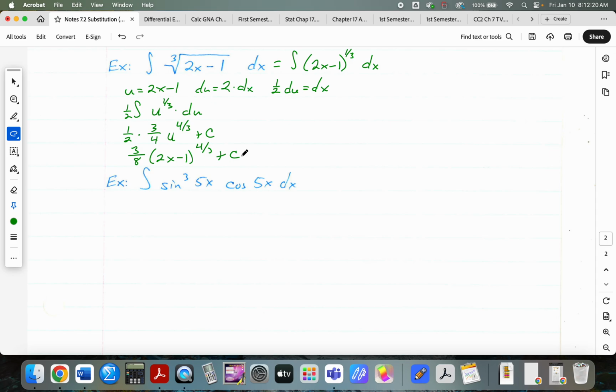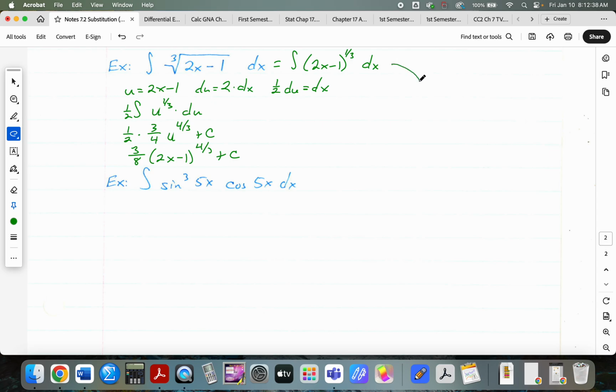As is always true, if you're really concerned that this might not be correct, take the derivative, and make sure you do the chain rule. If you don't do the chain rule, you'll get a different answer, and you should get the original integrand.